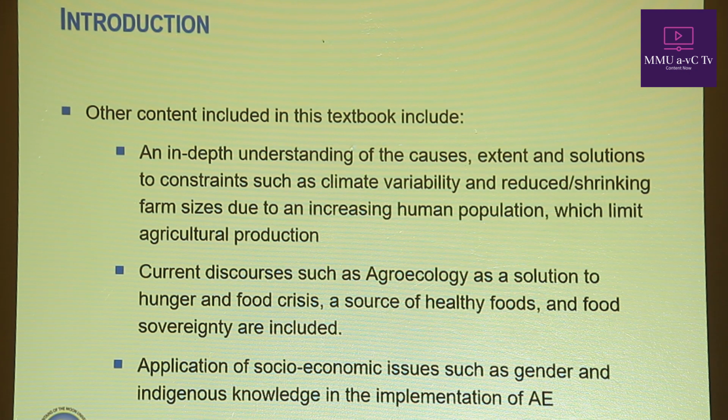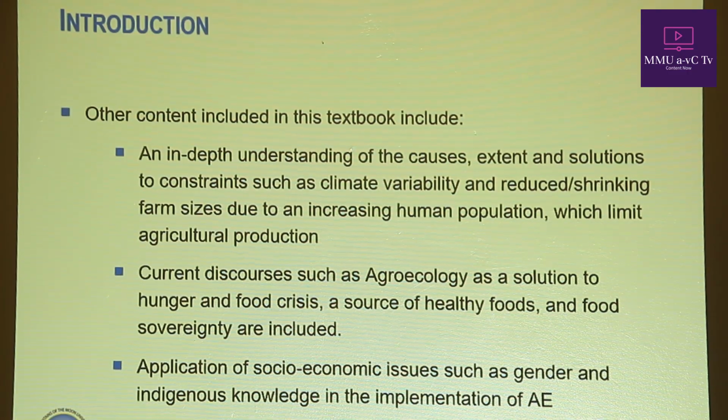For this course, we will also include an in-depth understanding of the causes, the extent and solutions to the constraints such as climate variability, this making us to adapt to the current situations and to which actually agroecology is addressing some of the situations that have been caused by conventional agriculture.